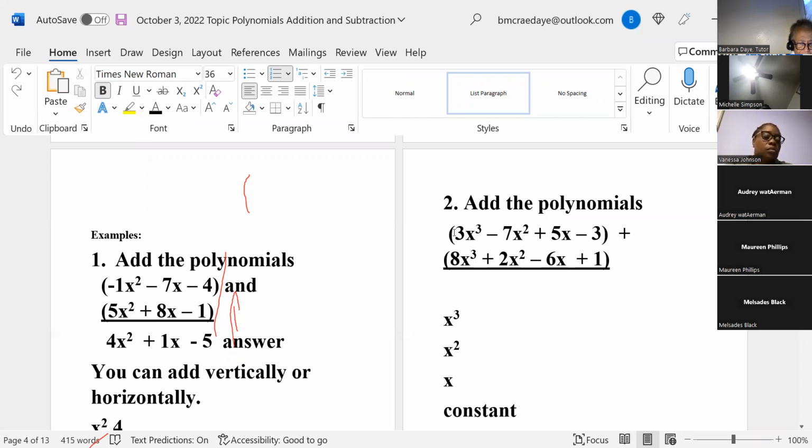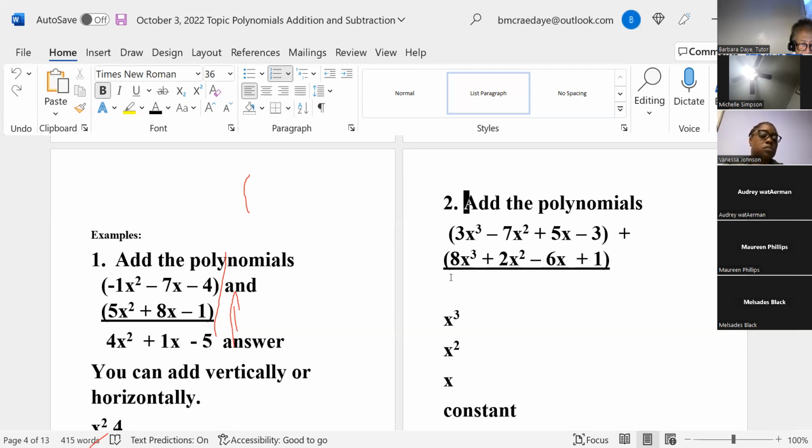Mercedes, I ask you a question. Do you see a sign in front of the 3x to the third? No. That means the default is plus. Do you see a sign in front of the 8x to the third? No. So the default is a plus. Okay, I didn't understand that position. Sorry. The sign of a term is always in front of the term, Mercedes, not behind it.